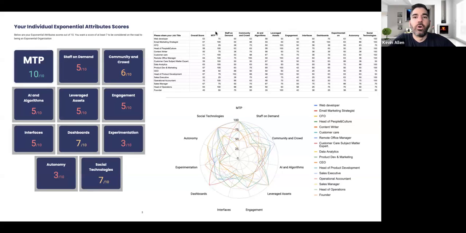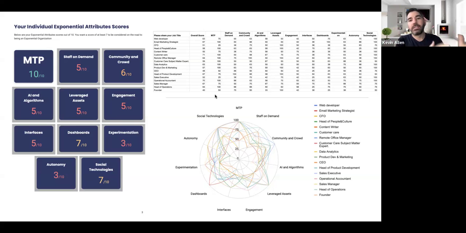In this case, if we just look at MTP, and I know it's pretty small on the screen, what you will see is that the majority of the people scored the organization with a really high MTP. But then we do have sales and CFO here as outliers. The founder too was fairly low. And so this is a really interesting discussion point.